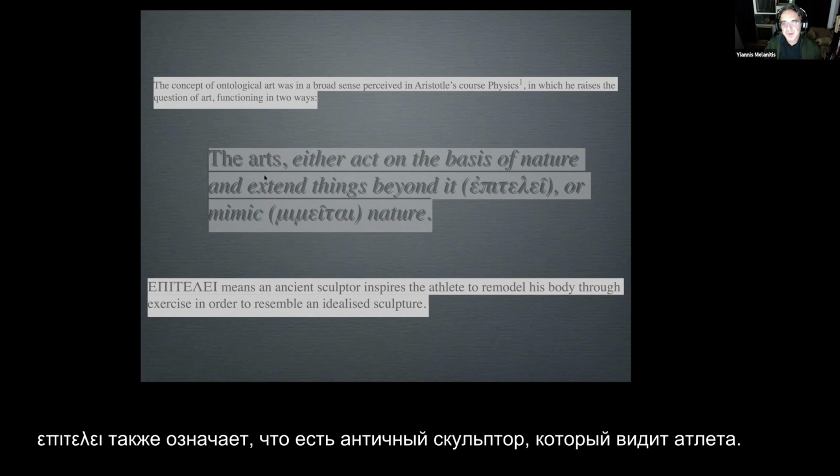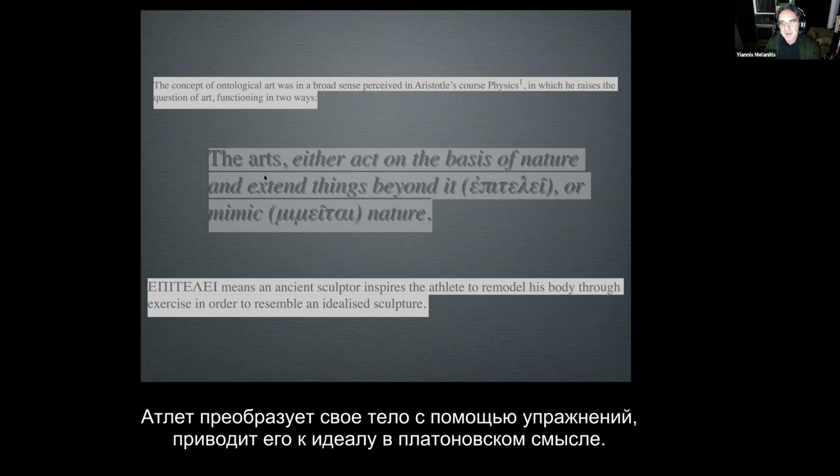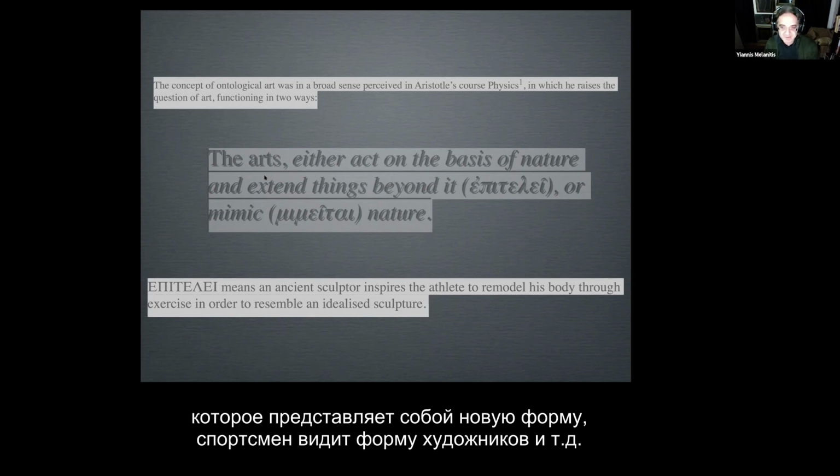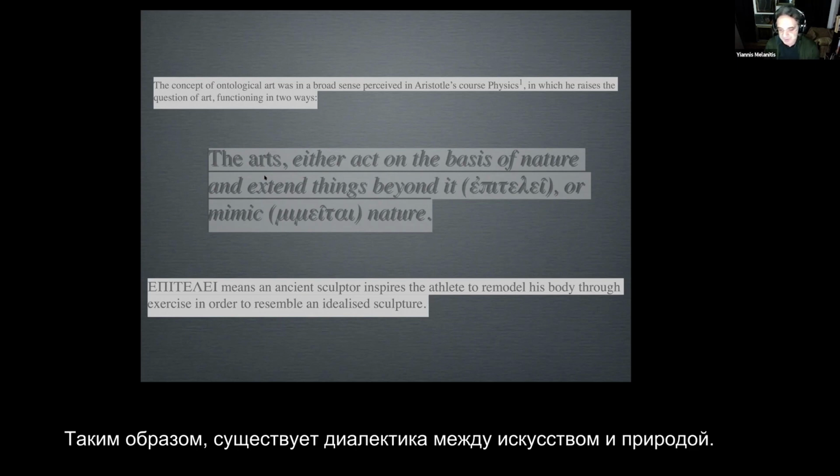Epitelin also means that we have an ancient sculptor, okay, who sees the athlete. The athlete is remodeling his body through exercises, and then to make his body ideal in the Platonic sense. And then the artist is inspired from this image and goes back to marble or clay and makes a new body, which is a new form. Then the athlete sees the form of the artist, etc. So there's a dialectics between art and nature.